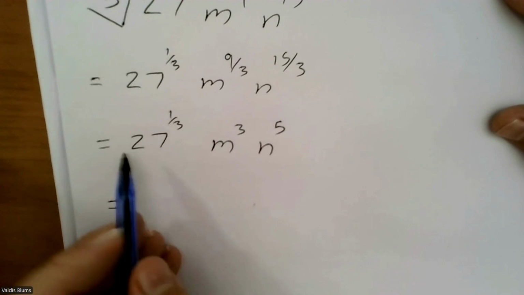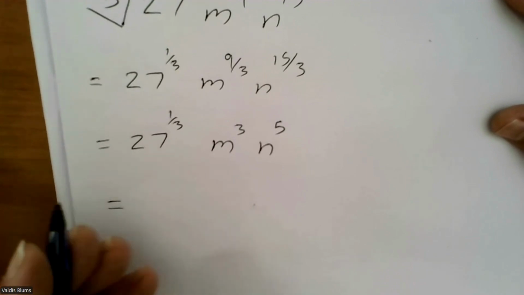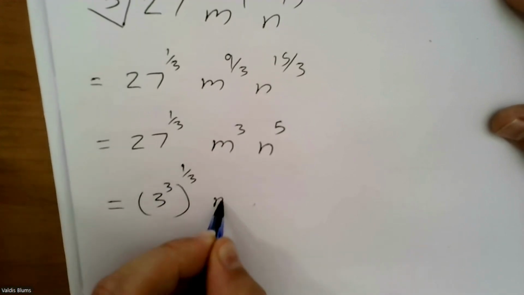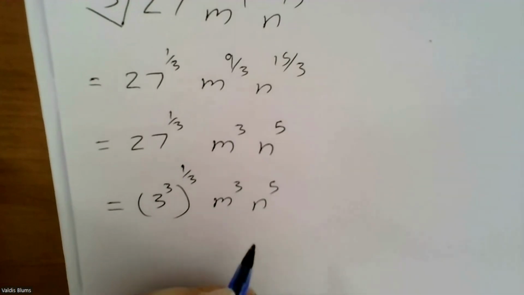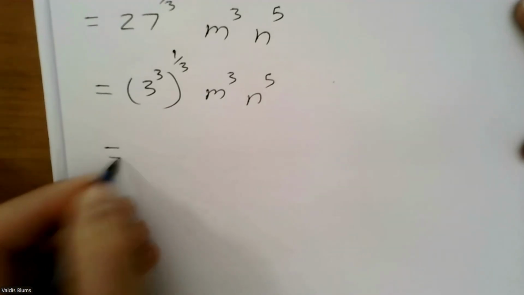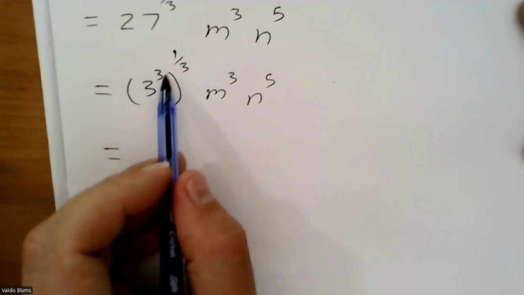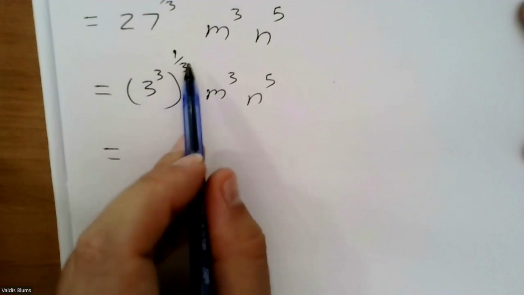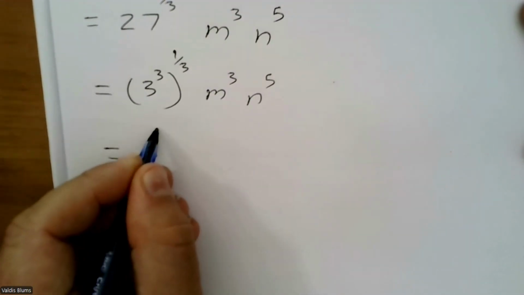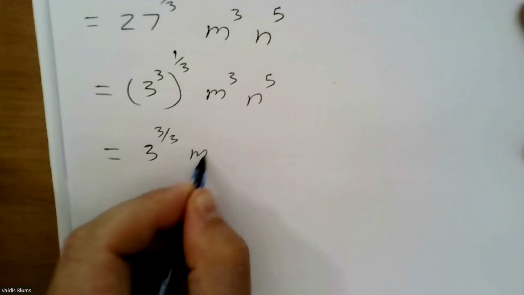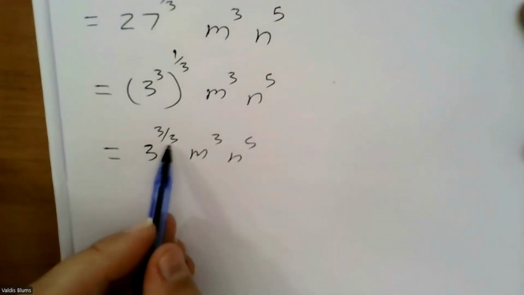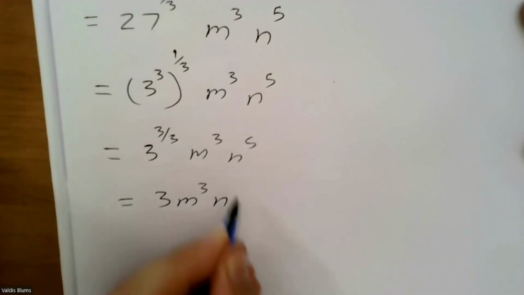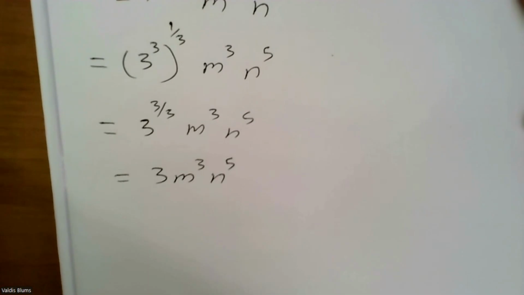And we saw in the previous part that 27 is actually 3 cubed. So you could have 3 cubed all to the power of a third. Continuing this on, we have 3 to the power of 3. Now, when you have a power of a power, hopefully you remember your index laws. So a power of a power is the same as multiplying. So we have 3 to the power of 3 over 3, m 3, n 5. So 3 over 3 is just 1. So we have 3 m cubed n to the power of 5. That would be our answer for that.